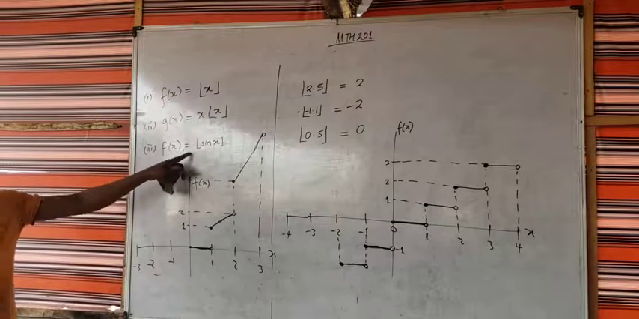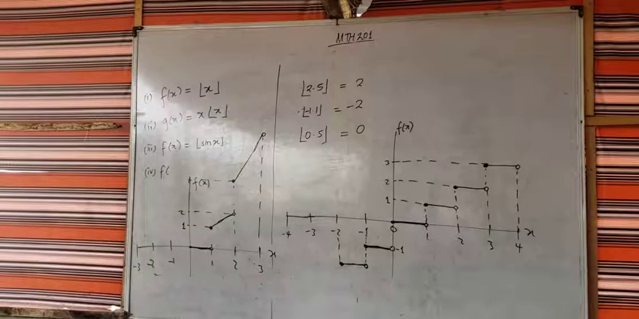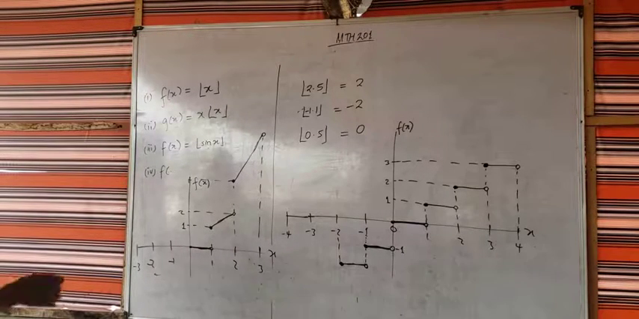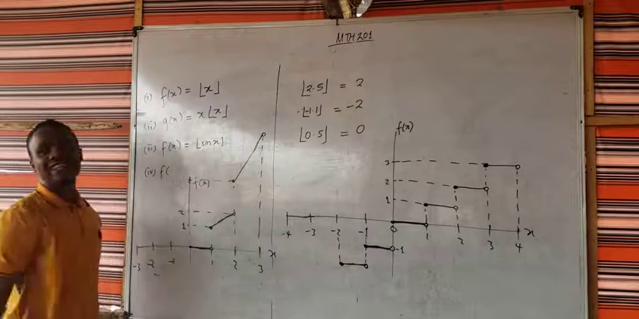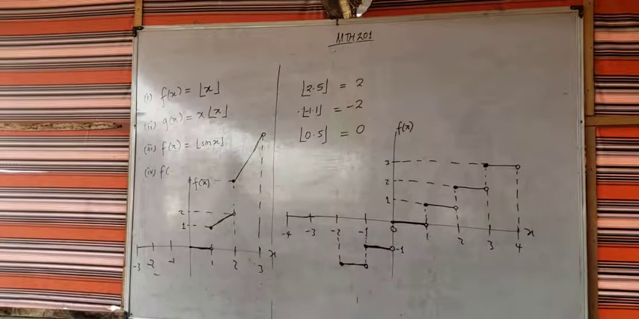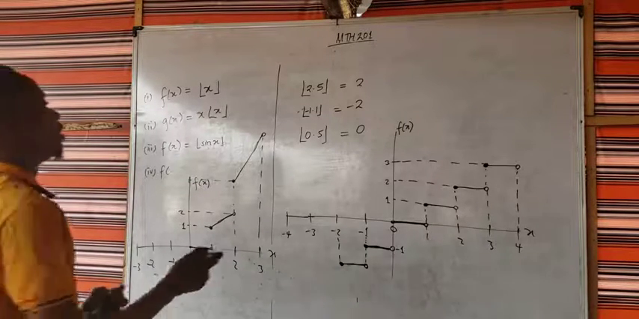Alright? So let's consider sine x. What would be the behavior of the greatest integer less than or equal to sine x? So you know that sine x is always between minus 1 and 1. So draw the graph. If it is between minus 1 and 1, at what point will there be a jump in value when you evaluate it?